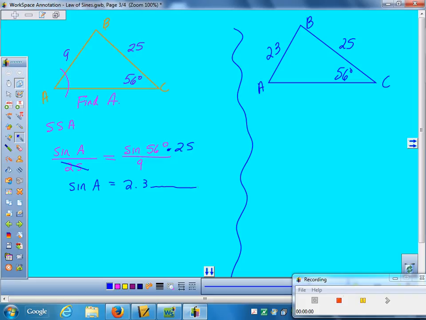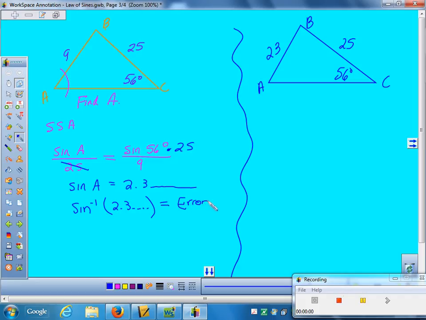But that's not the answer. How do you get your calculator to give you an angle? Inverse. So you would need to do inverse sine of that number you just calculated. Your calculator is going to tell you error. Why? It's too big. Why is it too big? Yeah, sine can only be between 1 and negative 1. So if this comes out to a number bigger than 1, it can't be. So yeah, this is an error.